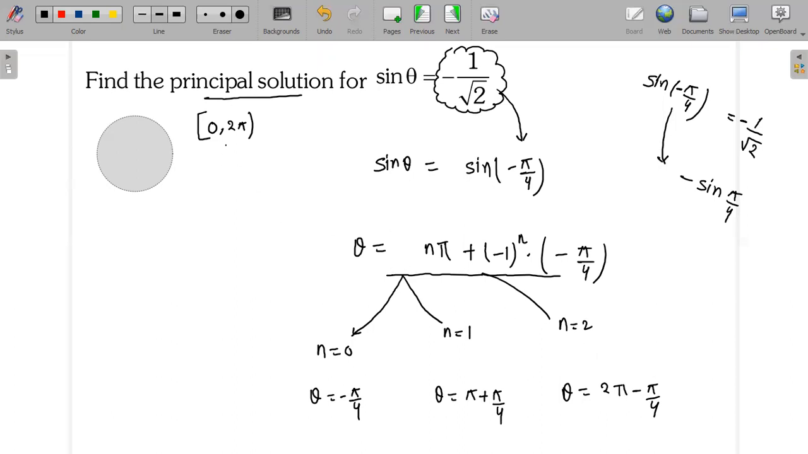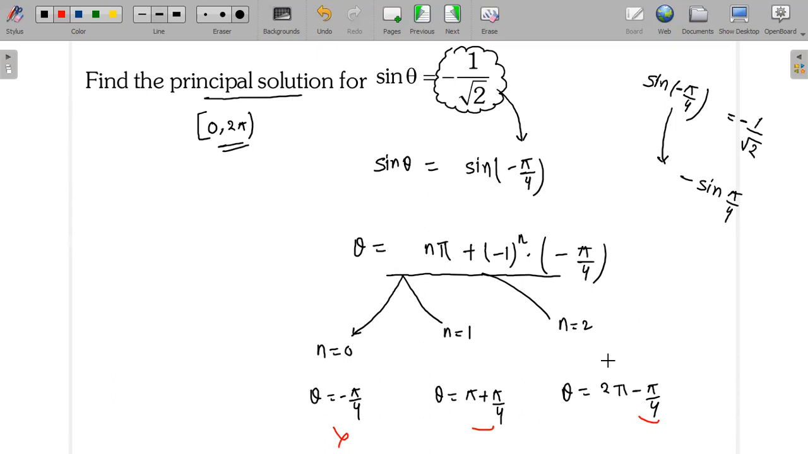Why? Because this is the allotted range. If I put 3 or any other value of n, it will be beyond our range. Theta negative pi by 4 is not acceptable. So the only principal solutions are pi plus pi by 4 and 2 pi minus pi by 4.